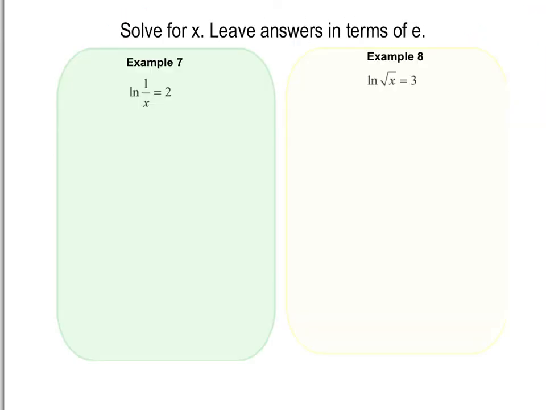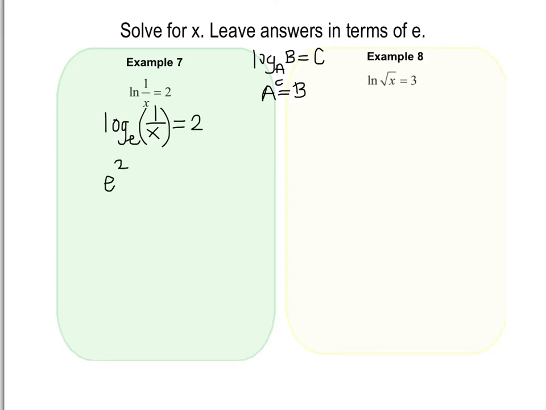Example 7, we're just solving for x. Here's where we're going to go back to an equation you already know, and we've already reviewed in this lesson. Log base a of b is c is equivalent to a to the c is b. So natural logs are logs. So what you want to do is just rewrite the natural log as log base e. Because now you can apply that exponential switch. So I can say e to the 2 is equal to 1 over x.